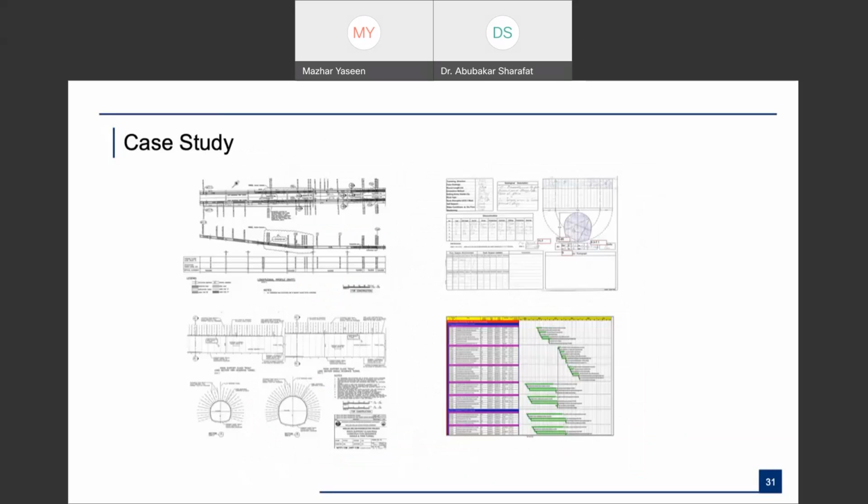Okay, so let's take a case study. This is real data taken from a real project. On the left corner, the first drawing shows you the plan and profile of a tunneling project. It's a twin tunneling project with two tunnels running through, and we have the profile of that. Then we have the design drawings in the left bottom corner, and on the right we have the geological information which comes through during the tunneling, and at the bottom we have the planned schedule. So this is the information which we have during the design stage.